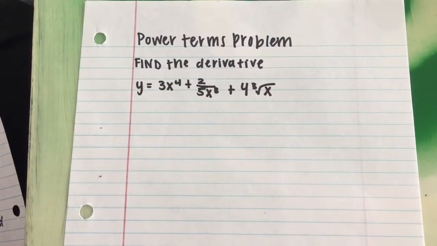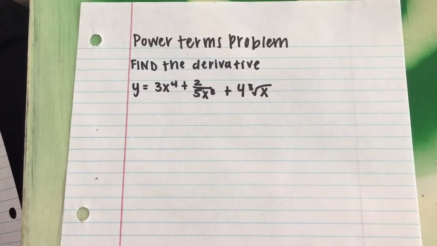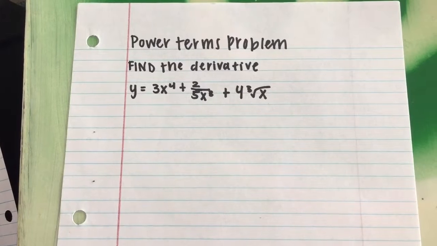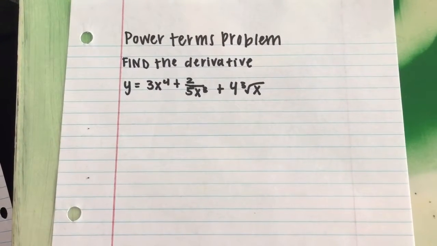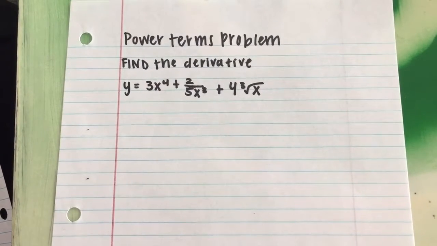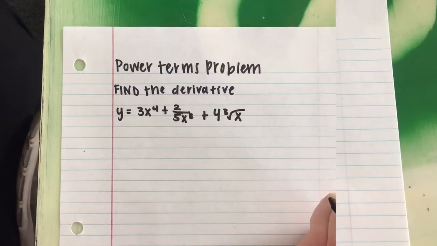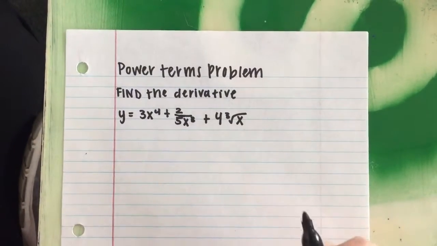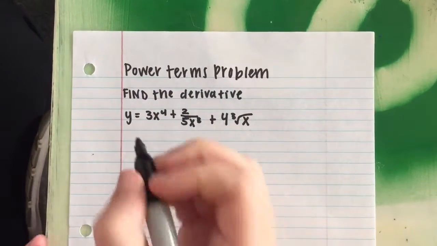What we're going to be doing today is a power terms problem. So the directions say find the derivative. The original equation reads y equals 3x to the fourth plus 2 over 5x to the third plus 4 cubed root of x. So the first thing we're going to be doing is setting up each individual part of the equation into the power terms form.